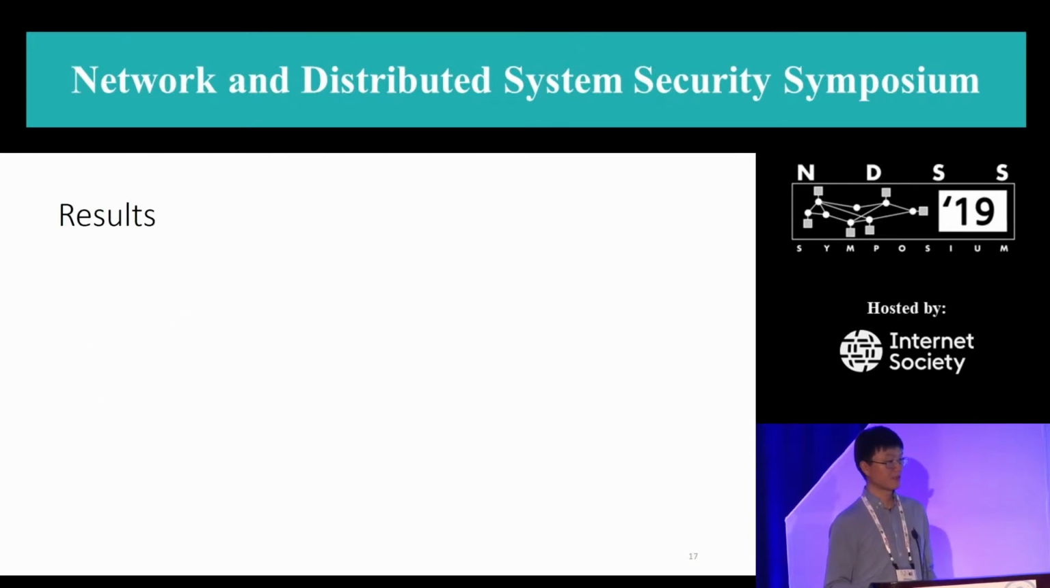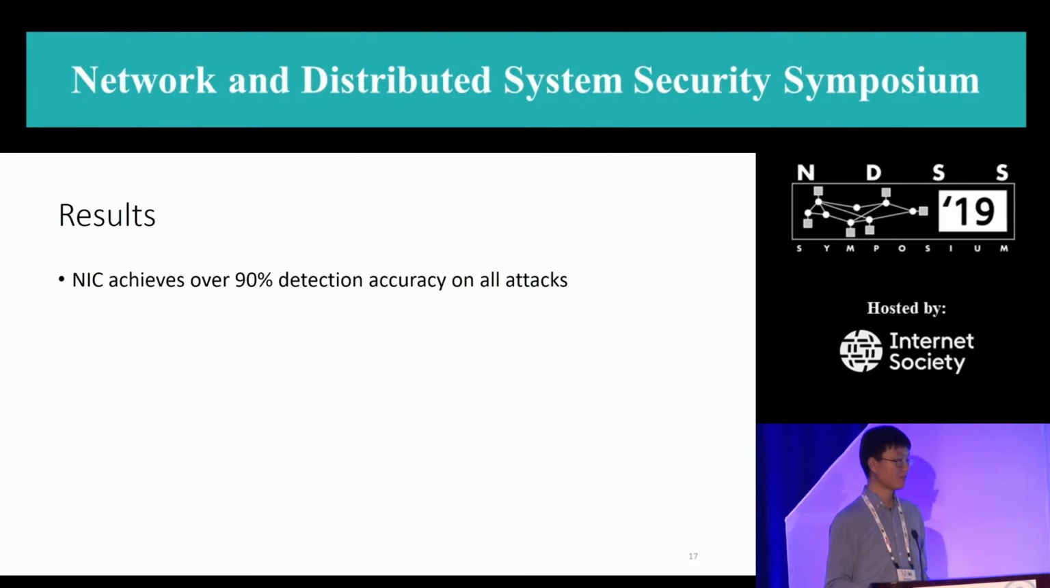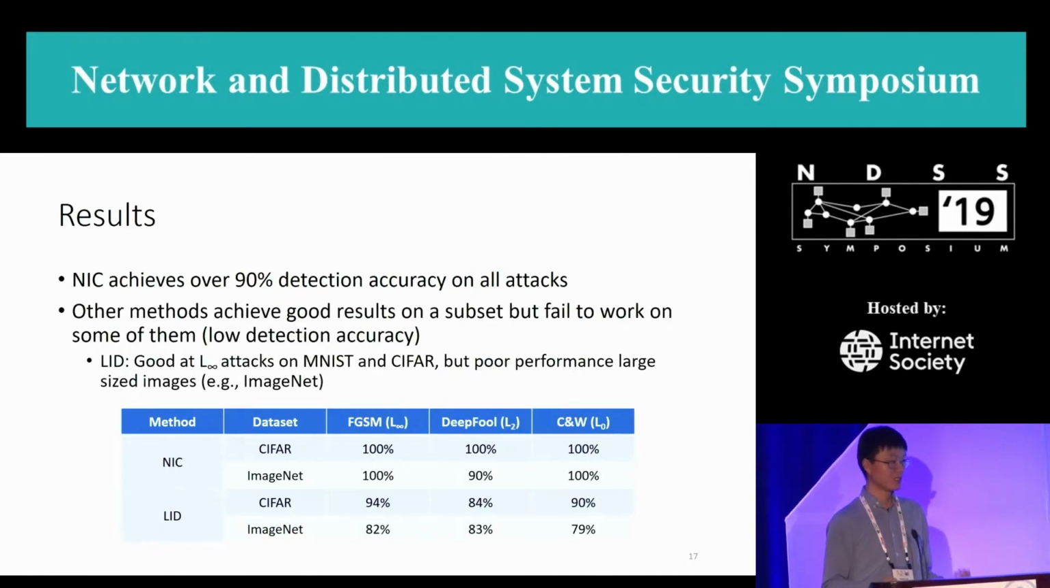Overall, we found that NIC can actually achieve over 90% detection accuracy on all the attacks. And other methods achieve very good results on a subset of them, but not on all of them. For example, the LID method is very good at the L-infinity attack on MNIST and CIFAR, but it has poor performance on large datasets such as ImageNet. As shown here, for some cases, the detection result is less than 80%.